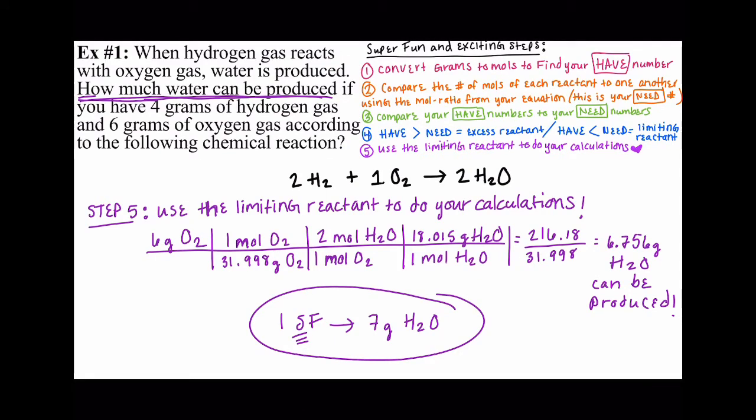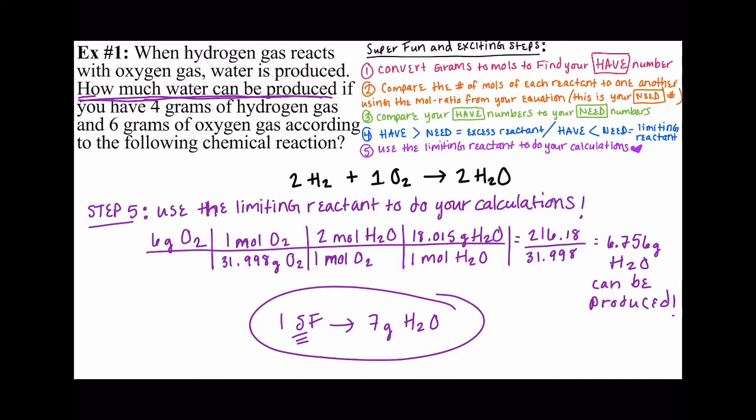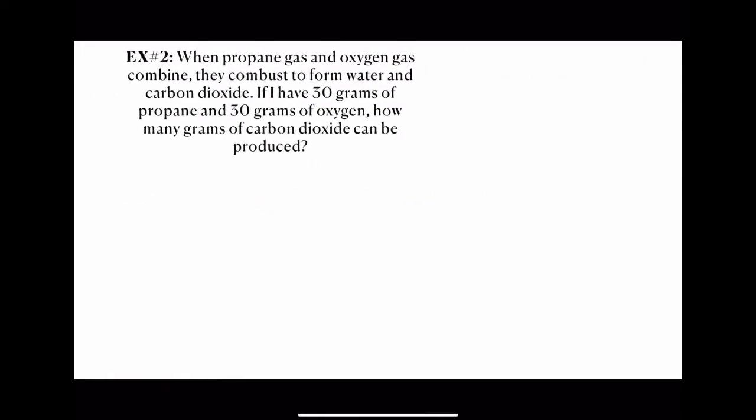So now that I know which one is the limiting reactant, since it's oxygen, I'm going to use that number from my problem, 6 grams of oxygen, and solve this just like I did last week. I'm going to put in the mole ratio from the problem to figure out how much water can actually be produced. From my problem, you can see 4 and 6, that's only one significant figure, so my answer has to have one significant figure. If I'm looking at 6.756 and I round that up, it's 7.